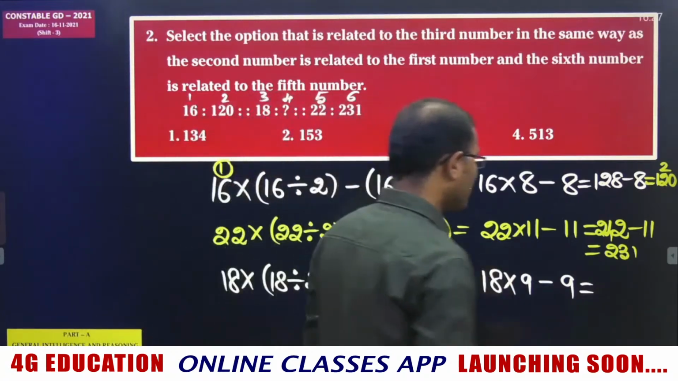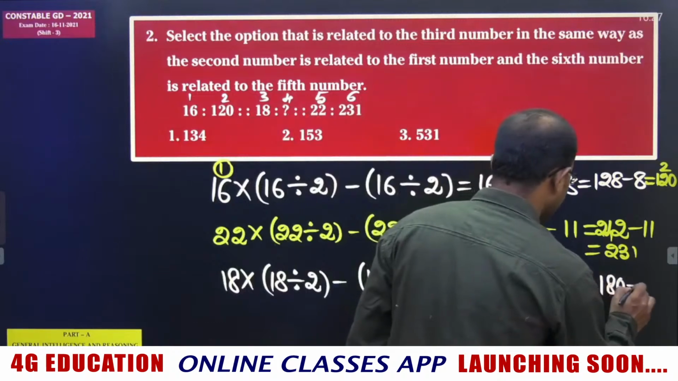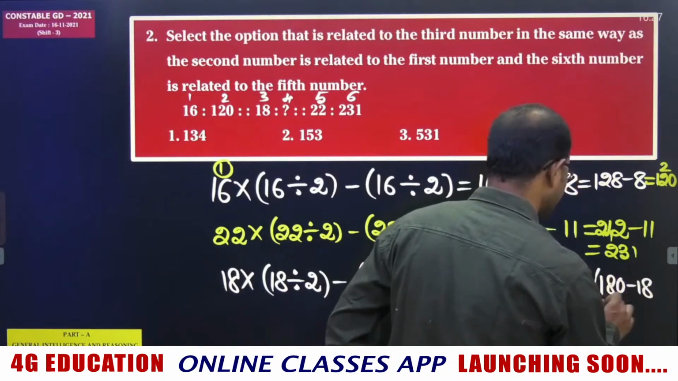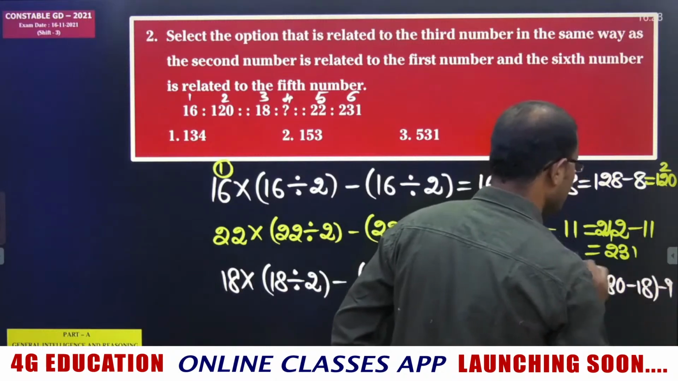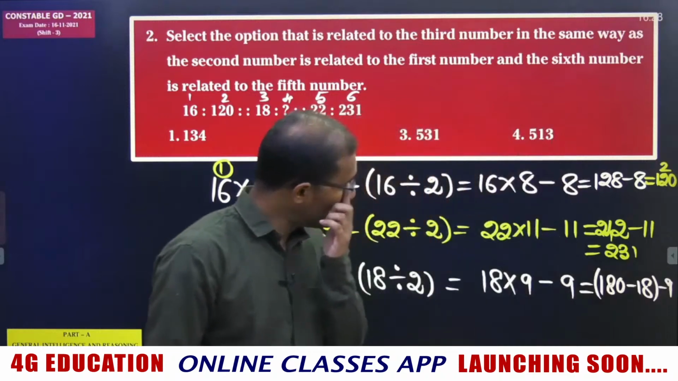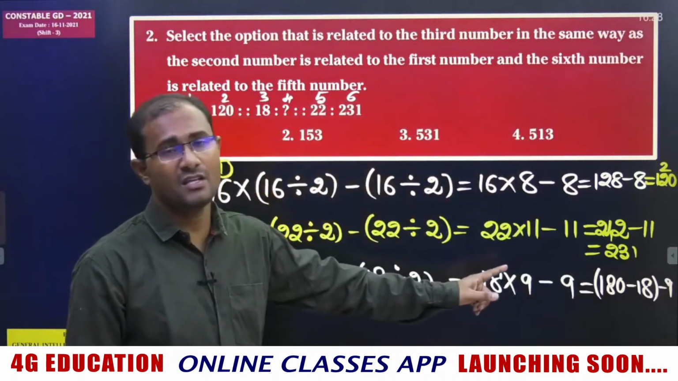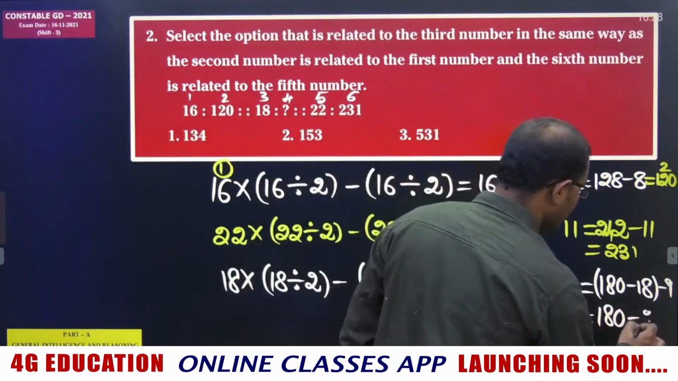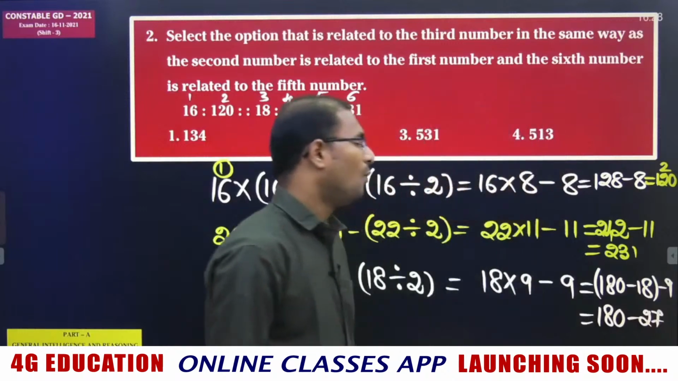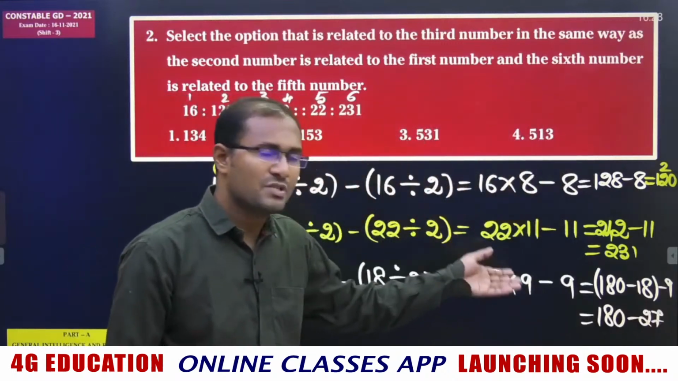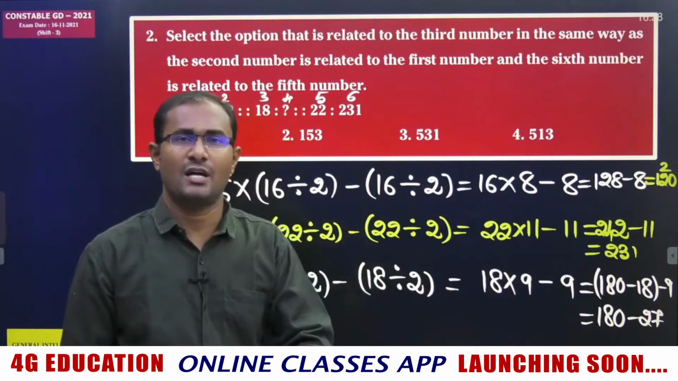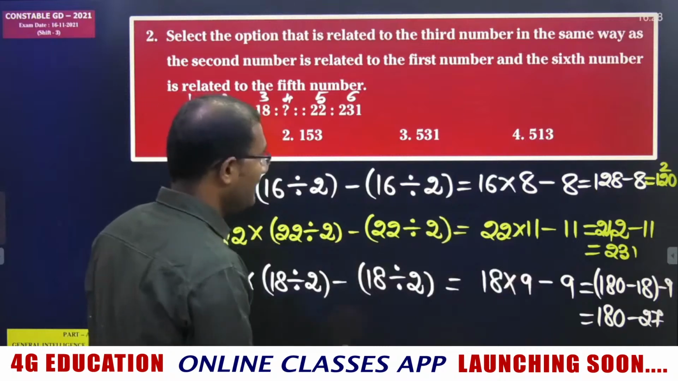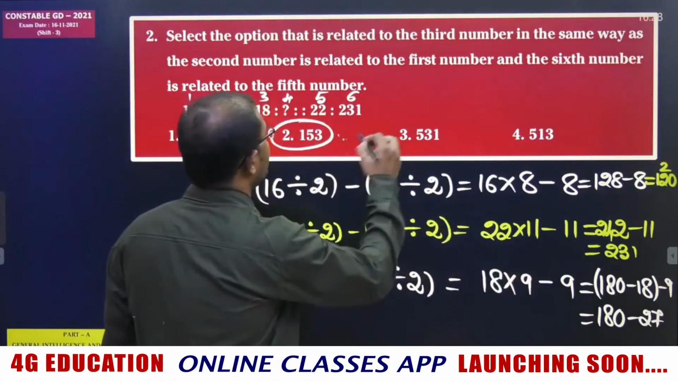So 18 into 10 means 180, minus 18, and again minus 9. It means a total of 27 we have to subtract. So 180 minus 27 would give you 153. From 180 if you subtract 20, it is going to be 160. Out of 160 again we have to subtract 7. It means 153 would be the right answer for this question.